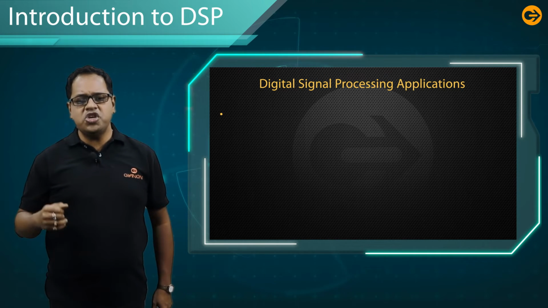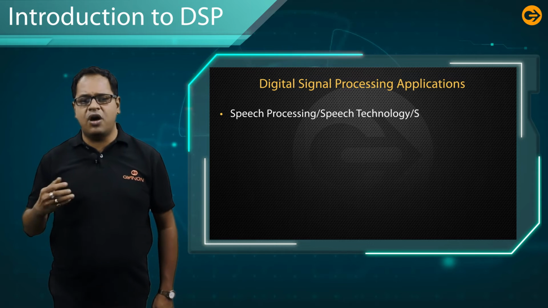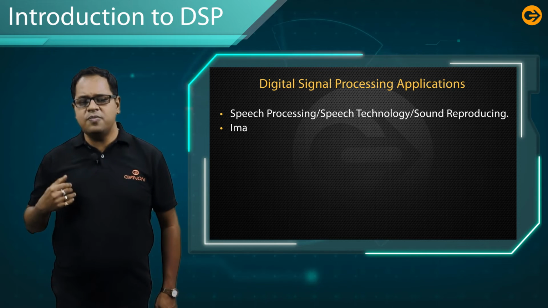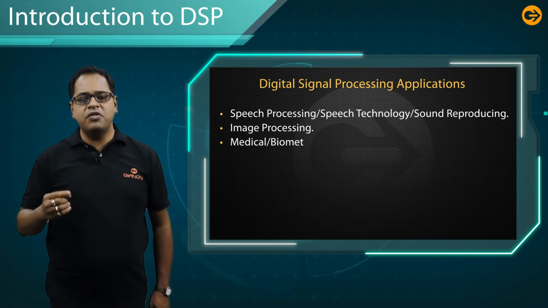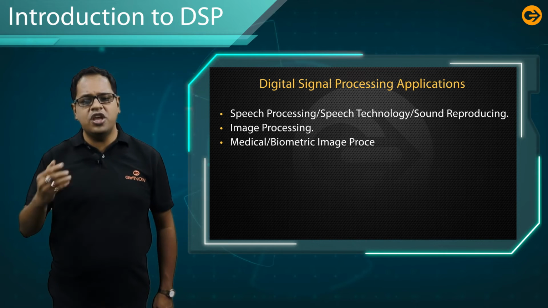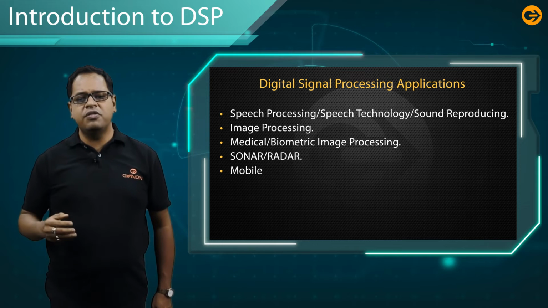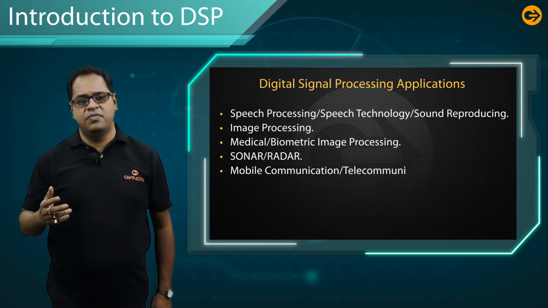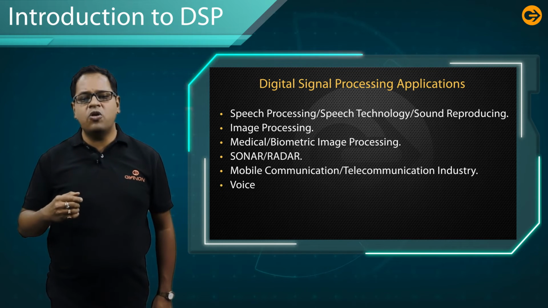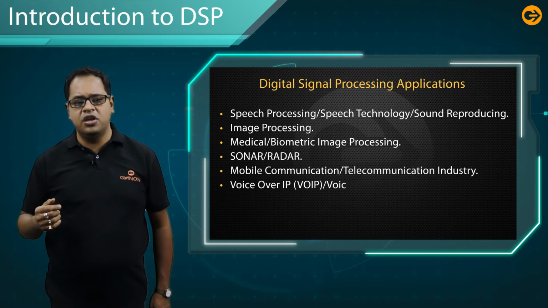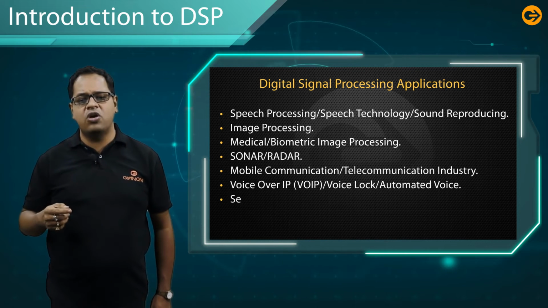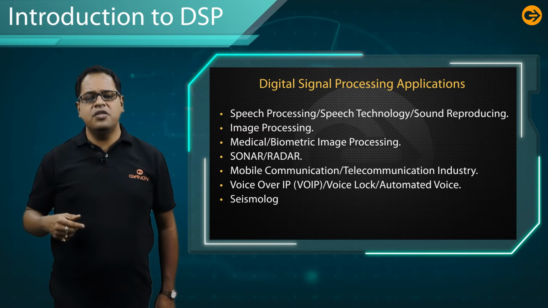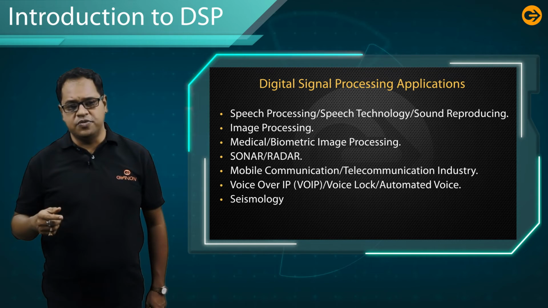Now let us discuss digital signal processing applications. It is used in speech processing or speech technology or sound reproducing. It may be used in image processing. It can also be used in medical or biometric image processing. It is also used in sonar or radar. It is used in mobile communication, telecommunication industry. It is used in voice over IP or VoIP, voice lock, automated voice, and it is also used in seismology.